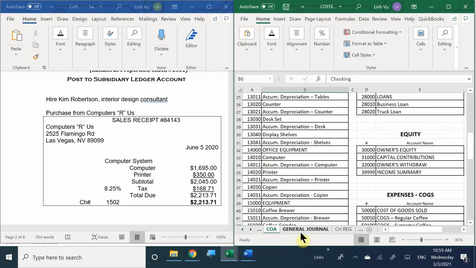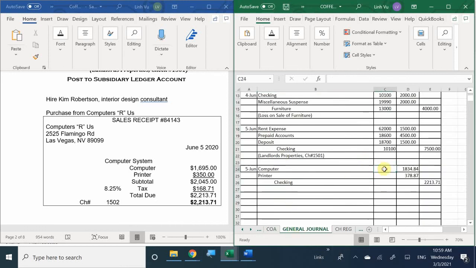Let me see, 14010, and then what number is the printer? 14020. Good. So here we have 14010 and 14020. Okay, and then lastly, what's my checking account number? 10100. 10100. All right, good.